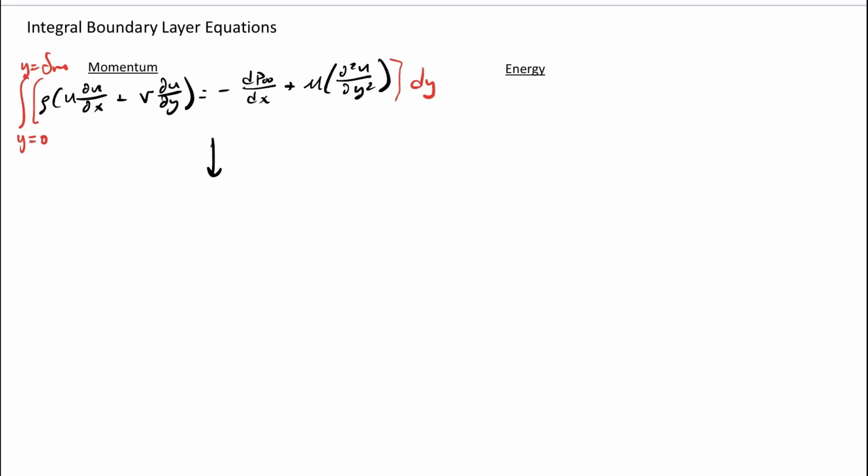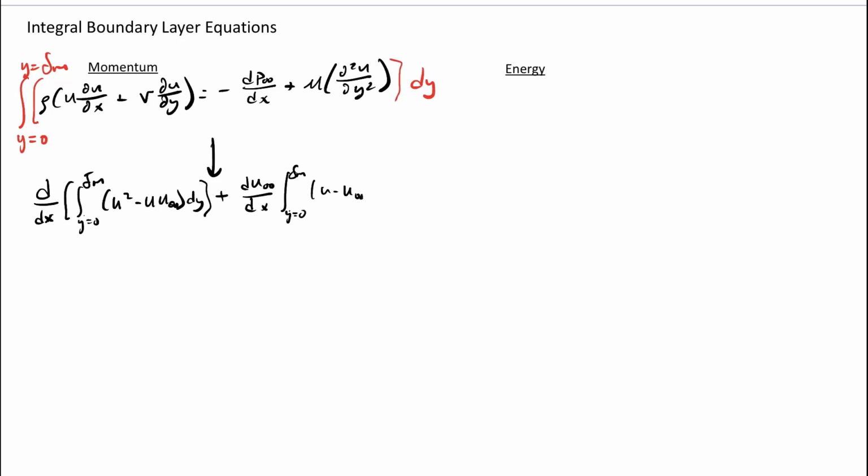So it becomes d/dx of the integral from y equals 0 to delta m of the quantity u squared minus u times u infinity dy. Okay, so that's the first term. There are 4 terms altogether. The second term is the derivative du infinity/dx times the integral from y equals 0 to delta m of u minus u infinity dy.